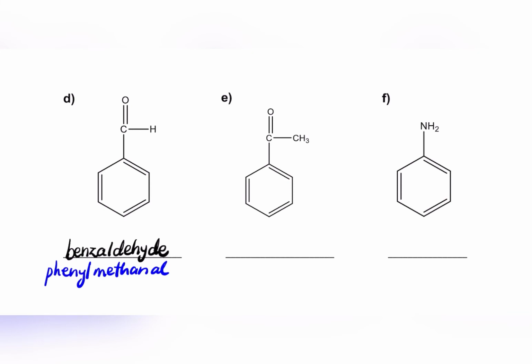Next one, we got structure E with benzene attached to carbonyl group as well, but in this case it's quite different from structure D because the H group is replaced with methyl group. So you got C double bond O attached to CH3. Usually this one is for ketone, but right now this carbonyl group is attached to benzene ring. So the common name for this one is acetophenone. Or you can also give the IUPAC name for this one, which is phenylethanone.